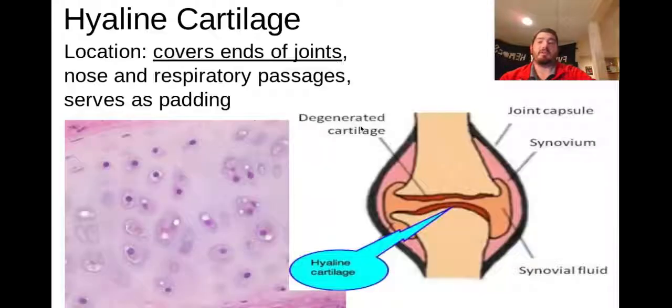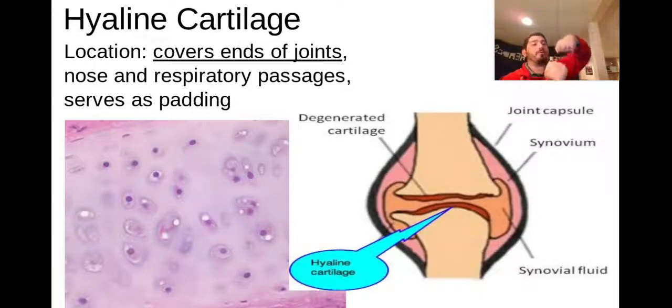A lot of times you'll see it between your joints, right? That's a specific type of cartilage called hyaline cartilage. So it covers the end of your joints, also your nose and respiratory passages, and it really is like a padding, right? So this is your knee here, and you can see there's cartilage supposed to be between the end of your tibia plateau and your femur that connect there right at your knee.